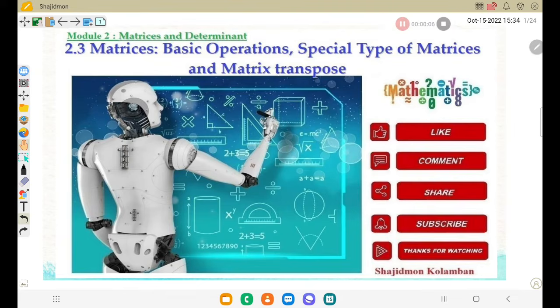Today, in this class, we are discussing section number 2.3 from the module Matrices and Determinants.